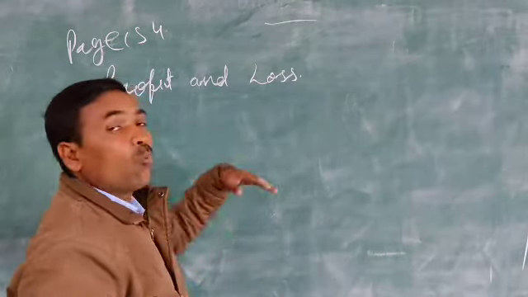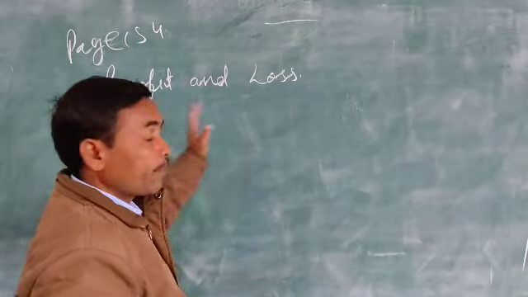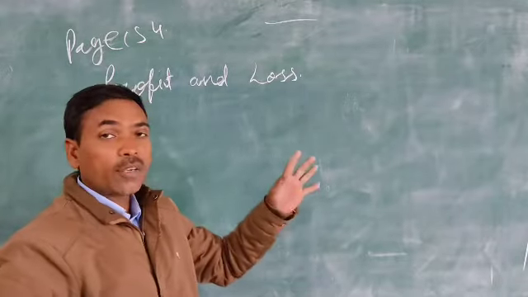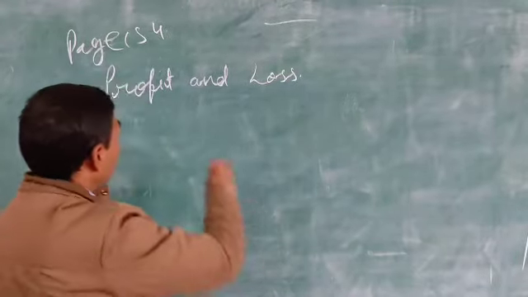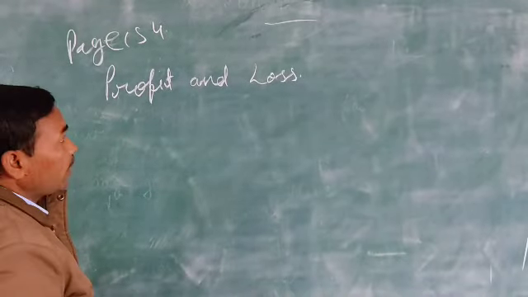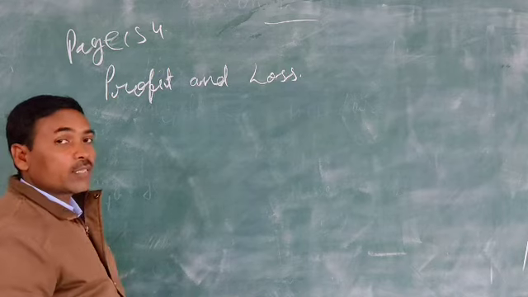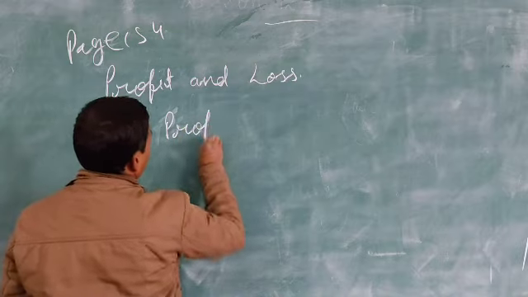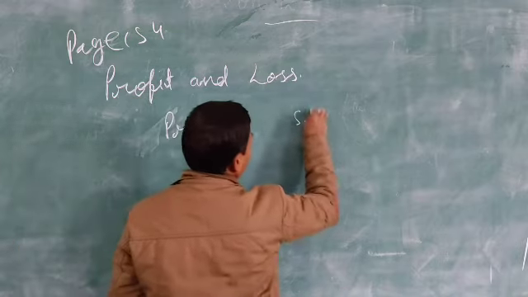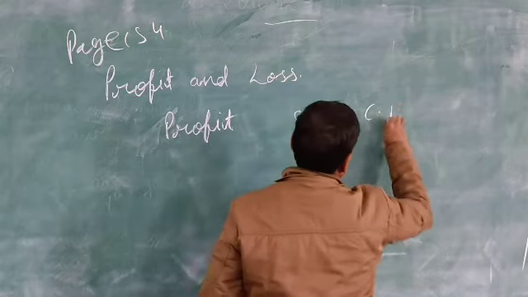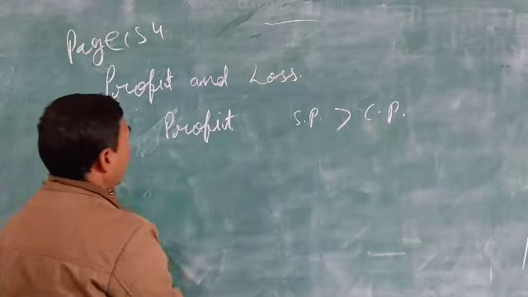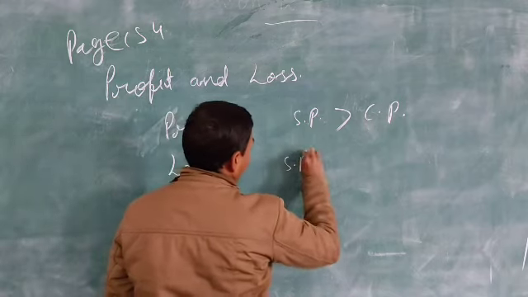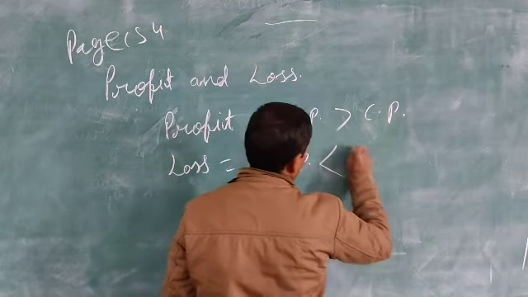The money we invest in buying an article is known as cost price, and the price at which we are selling the article is known as selling price. So here you can identify the profit and loss easily. First you identify the cost price and selling price. In the case of profit, your selling price should be more than cost price. Keep in mind, in the case of loss, your selling price should be less than cost price.